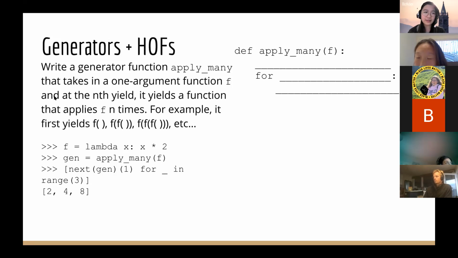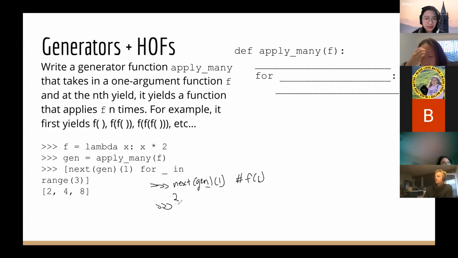So as always, it's useful to look at a doctest. Let's say we're passing in a function f, which is just going to double whatever input we have. We create our generator object, gen equals apply_many of f, and then this is shorthand, because I ran out of space, for calling next on gen and calling the result on 1 several times. Another way of representing this doctest is to say next of gen is going to give us a function, and this function called on 1 is going to give us 2, or in other words, f of 1.